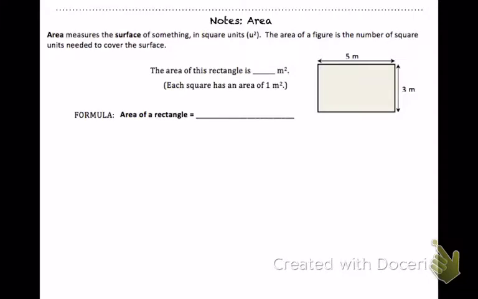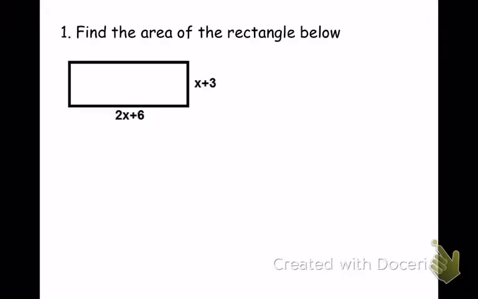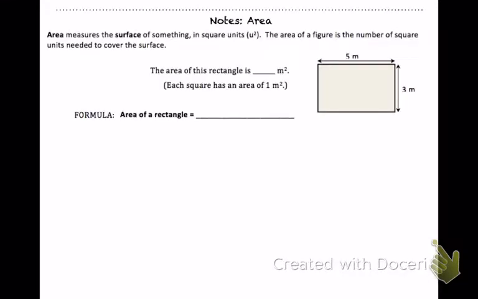So if I were to look at our notes, which is what we're going to look at now, we're going to go ahead and look at what is the surface of something, right? The area of some measurement. So let's go ahead and look at this. Here in this rectangle, I can go ahead and break it up into equal squares. Here we're talking about meters because it's 5m and 3m.